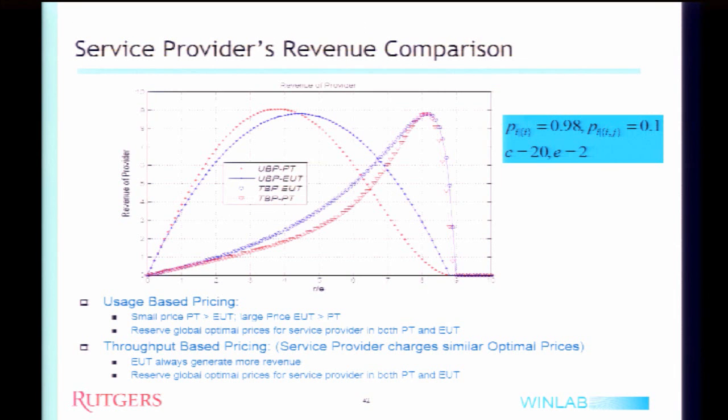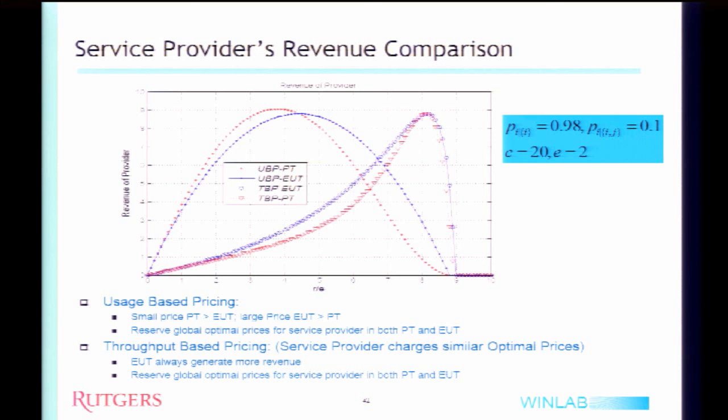And finally, we want to see the service provider's revenue comparison here. For usage-based pricing, we can see that when the price is relatively small, the PT users generate more revenue than the EUT players. But when the price is relatively large, this trend is reversed. There is a global optimum price the service provider can collect in UBP here, and the optimum revenue the service provider can collect from the PT users is slightly larger than in the EUT case.